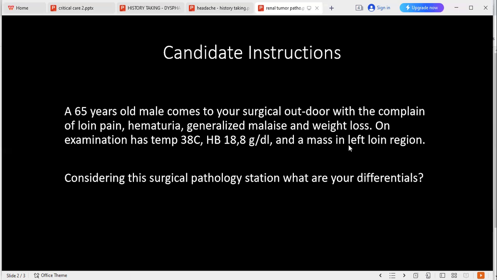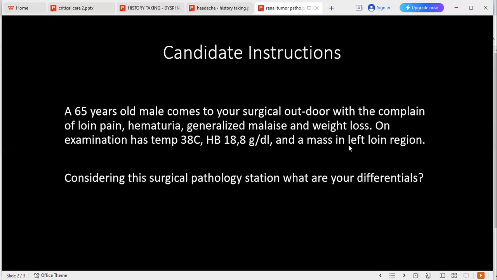What is the mode of spread of renal tumors? Hematogenous, through blood. Okay. So what is the prognosis rate for the renal tumors? Ma'am, the 5 year survival rate is 75%, ma'am.